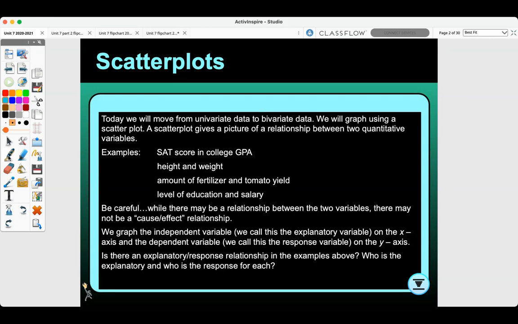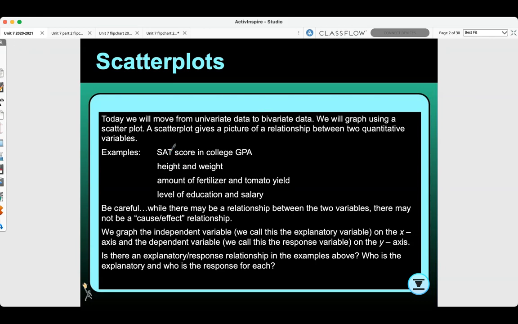Is there an explanatory or response relationship in the examples above? Who is the explanatory and who is the response for each? So from this example here, we have SAT score and college GPA. Our explanatory variable is SAT score. Our response variable is GPA.